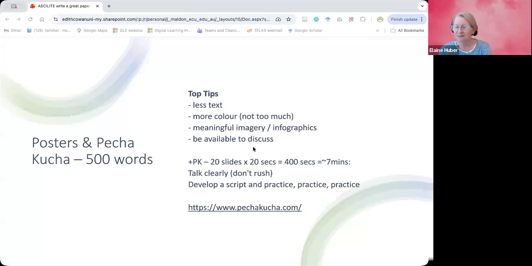And basically, if you're submitting a poster, you need to be available. You need to be at the conference and hang around by your poster at the poster sessions to discuss it when people come along and want to ask you questions.